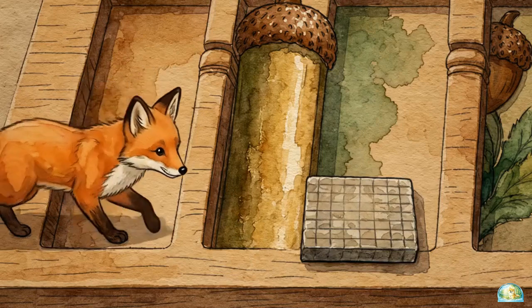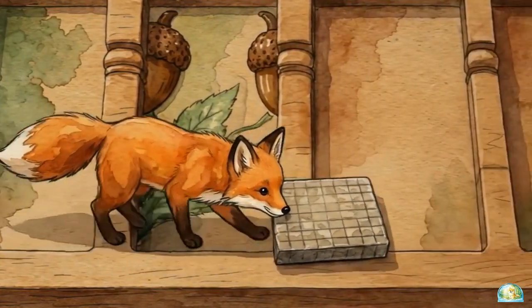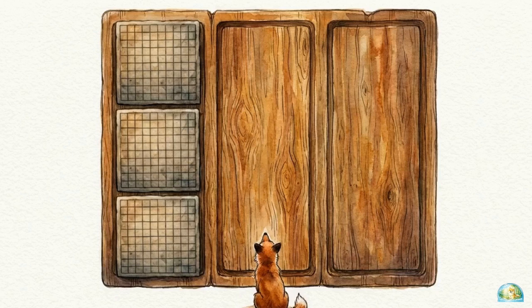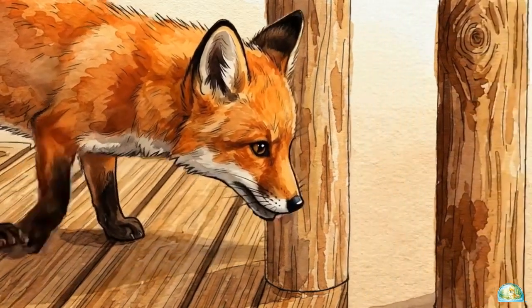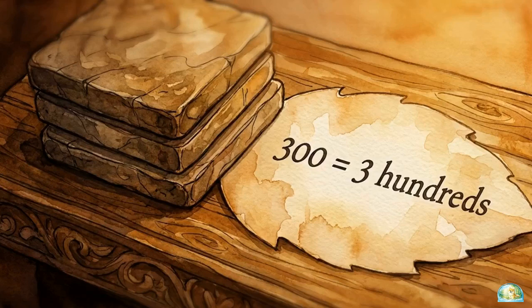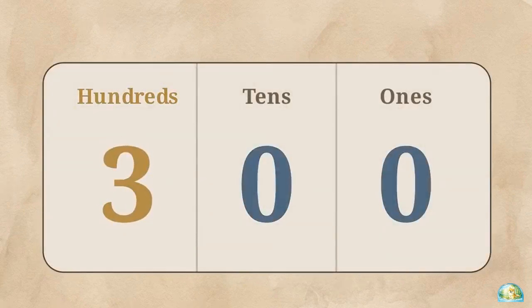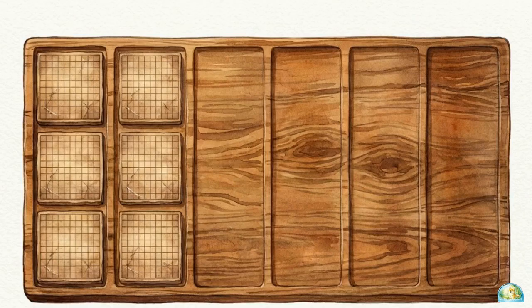Let's see what happens when we scale this up. Instead of 1, I'm going to lay down 3 flats. We count them as they land in the column: 100, 200, 300. I'll check the lower columns just to be sure. Both the tens and the ones are definitively empty. For 300, our count is 3 hundreds, 0 tens, and 0 ones. We write 300 with 2 zeros because those zeros act as placeholders, proving there are no tens and no ones on the mat. We can push the scale even higher.